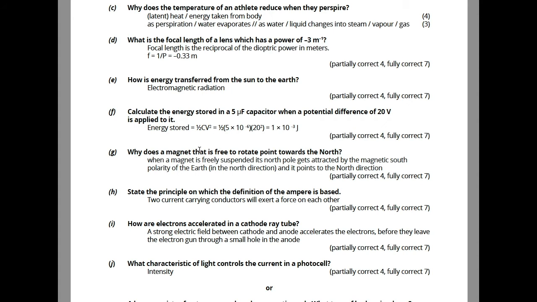Capacitors, we'll look at those another day, but basically a couple of formulas for capacitors, and one of them is the energy stored, half CV squared. That's all they're looking for there.